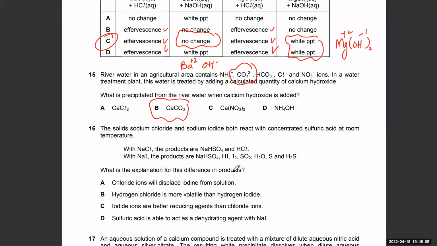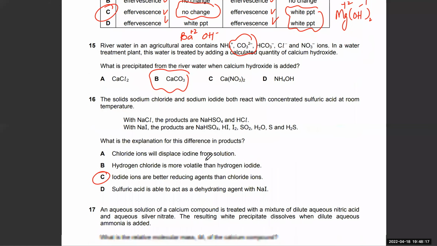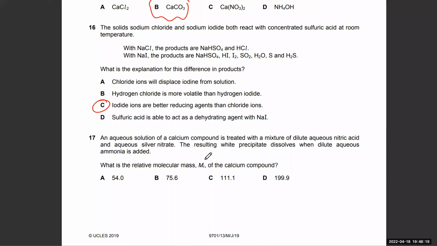So what is the explanation for this difference? Chloride ions will displace iodine. No. Iodide ions are better reducing agents. So C is the option. That I-1 really likes to lose electrons. It's a very good reducing agent. Clear?